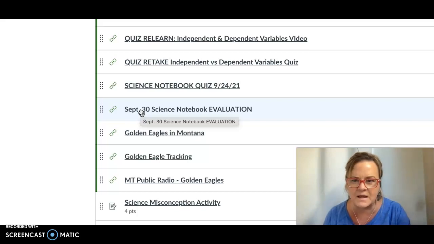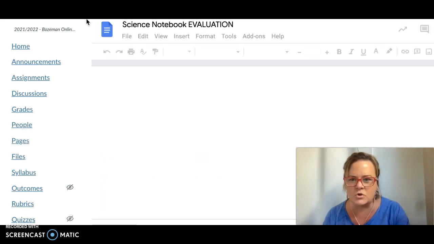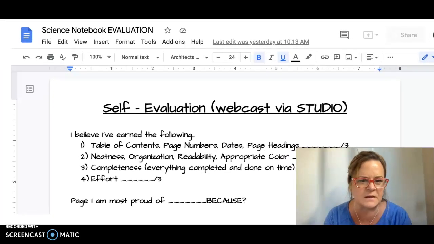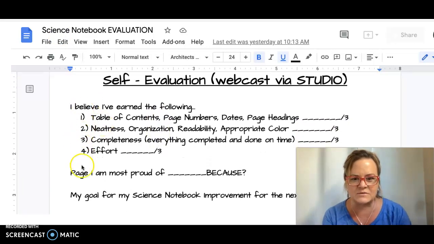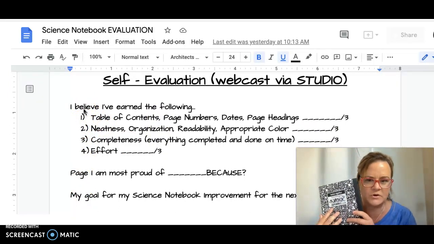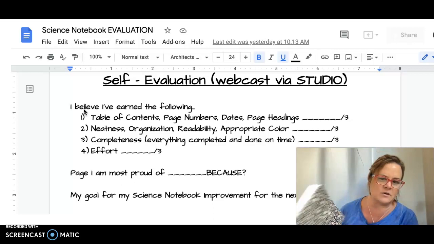So this will be next Friday. This is a big notebook grade where you are going to show me, essentially, your notebook. And so right here, it says self-evaluation via Studio. You're going to create a webcast via Studio. And I'm going to show you how to do that in just a second. In your webcast, you're going to tell me and show me each of these components. So first you're going to say, I believe I've earned the following. In terms of table of contents, page numbers, dates, and headings, I have earned a 3.